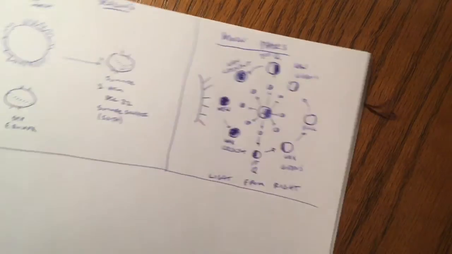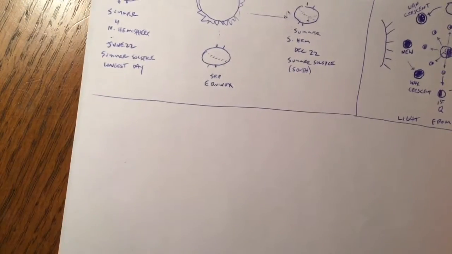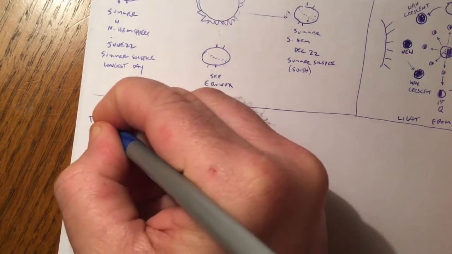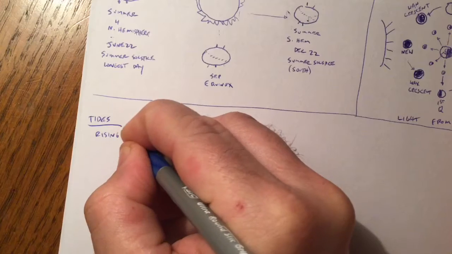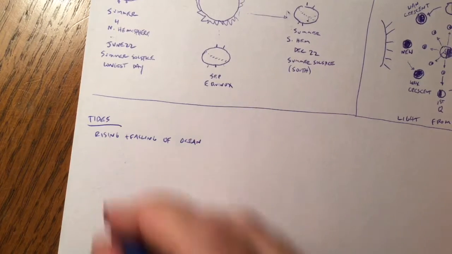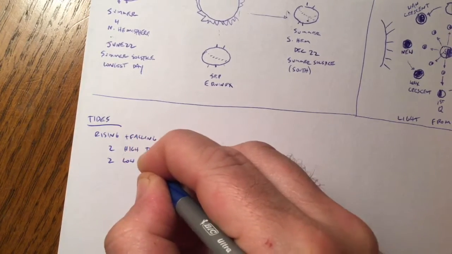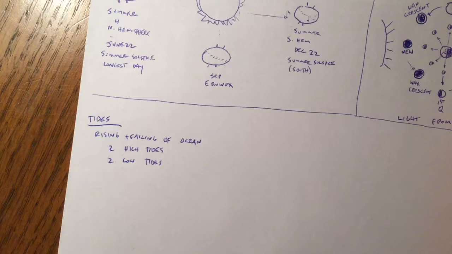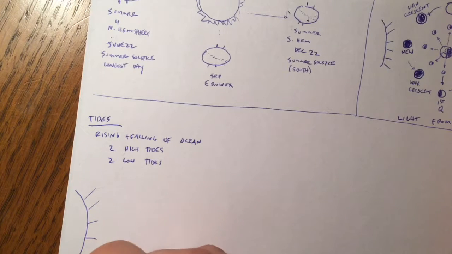A few more things to take care of here. Got to talk a little bit about the tides. So a tide is the rising and falling of the ocean or any large body of water. There are 2 high tides and 2 low tides every single day. And this is caused by the combined gravitational pulls of the sun and the moon on the Earth.